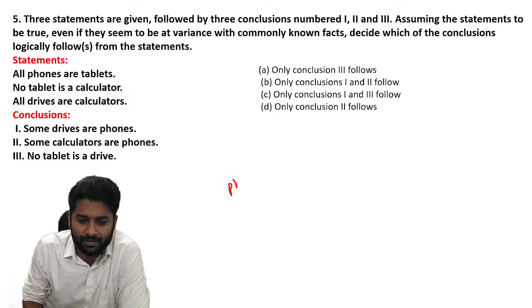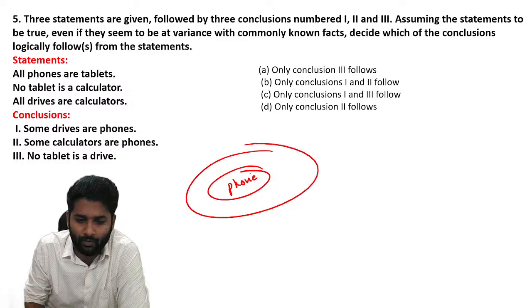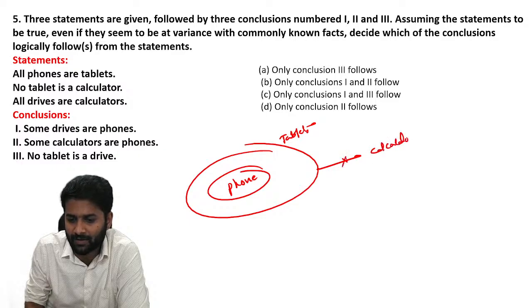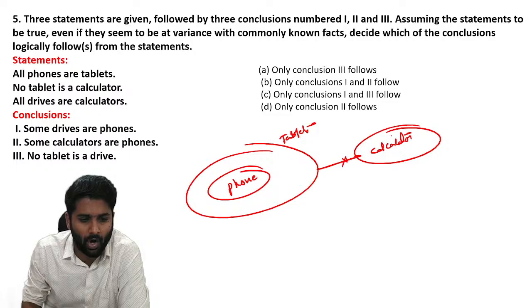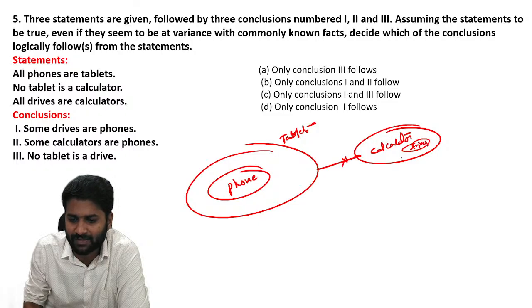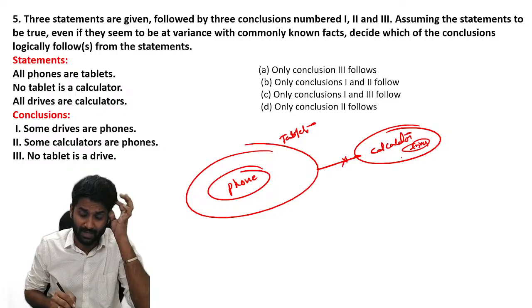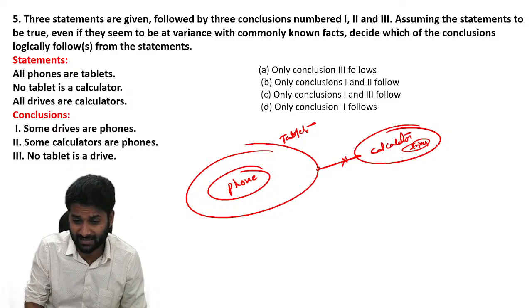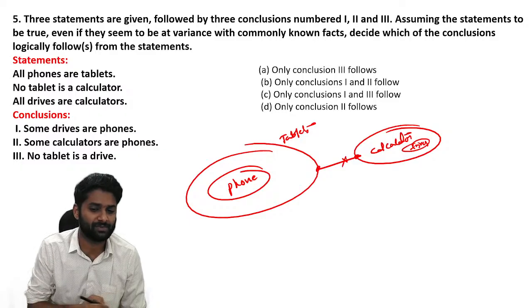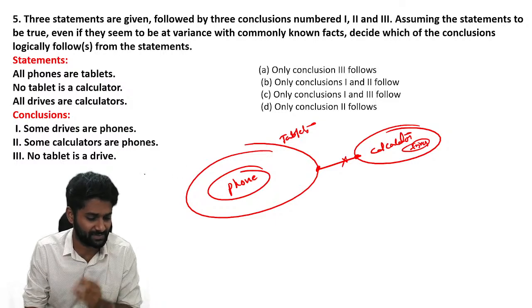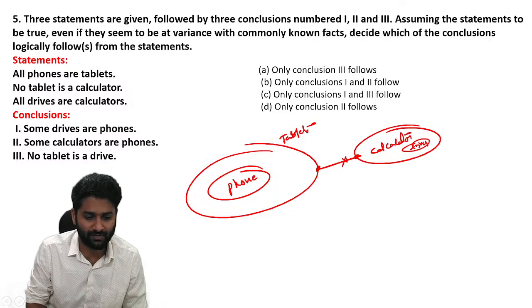Now, all phones are tablets. No tablet is a calculator. All drives are calculators. All drives must be inside calculators. Now check with this constraint, guys. You cannot place any of these objects into another object. So this is the restriction we have in the statement. Let's go through the conclusions, and see whether these conclusions follow in our diagram or not.